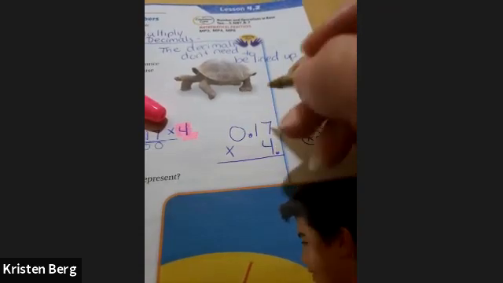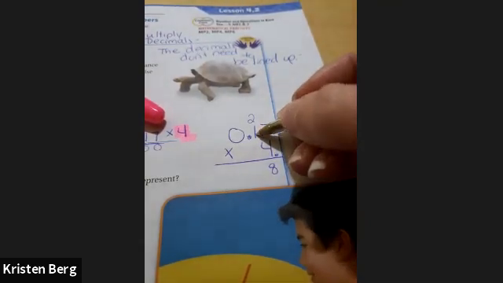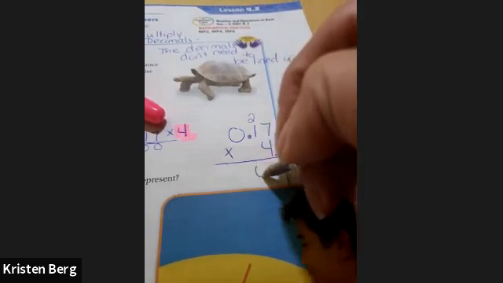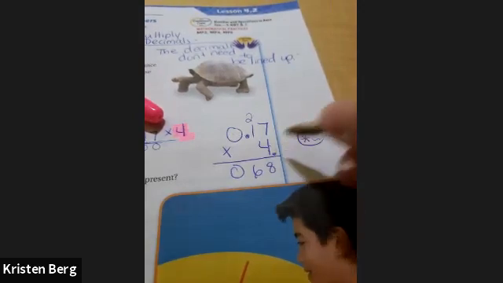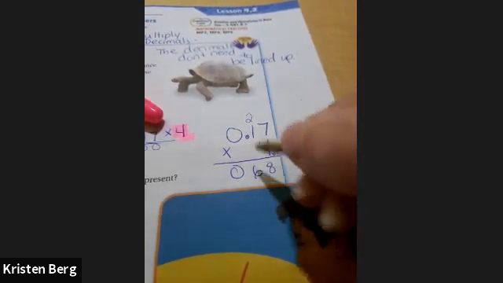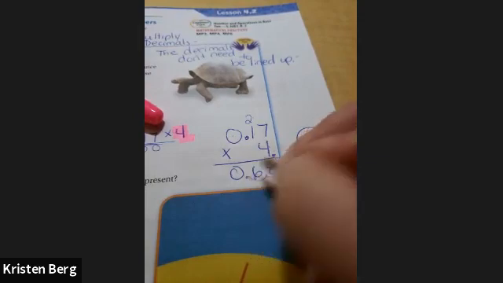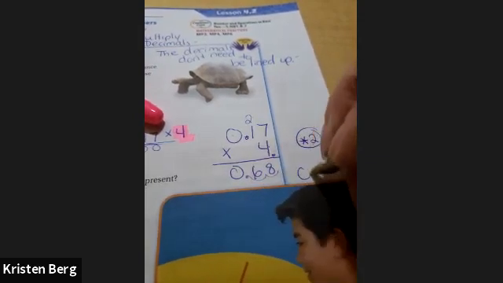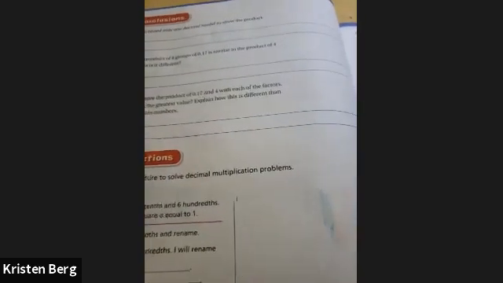So it'll be 4 times 7 is 28, carry your 2, and then 4 times 1 is 4, plus your 2 is 6, and then 4 times 0 is 0. And then remember, this is the answer to 17 times 4, but we have 17 hundredths times 4. So you need to move it 2 places in to make that decimal where it needs to be. So 2 places in, and that is saying your answer is 68 hundredths. All right, so that is what you are going to be doing today.